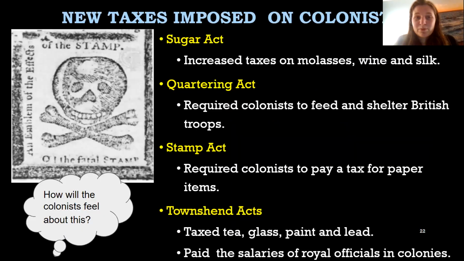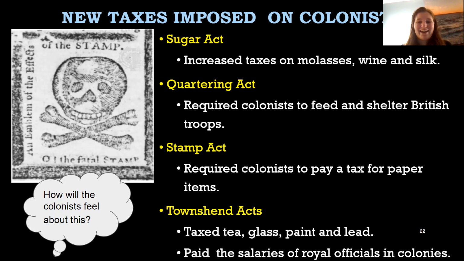So now that we're to this place where the Kingdom of Great Britain is trying to raise money to pay off the debt of the French and Indian War, they're going to levy some new taxes. And these are some examples of those new taxes. We've got the Sugar Act, tax on molasses, wine, and silk. The Quartering Act requires colonists to feed and shelter British troops that are placed there to enforce these taxes.